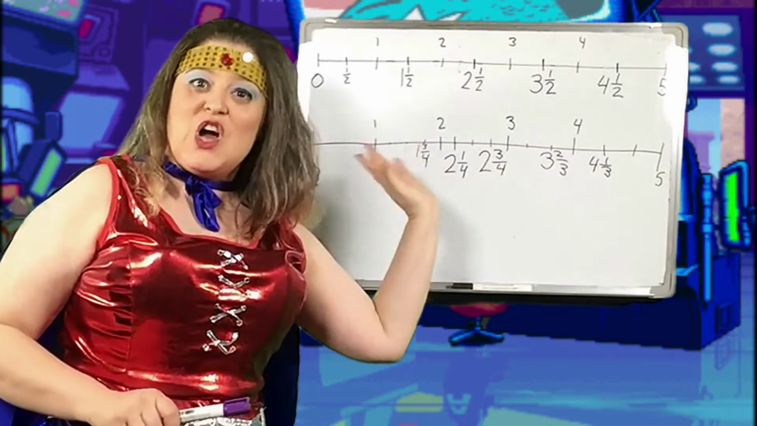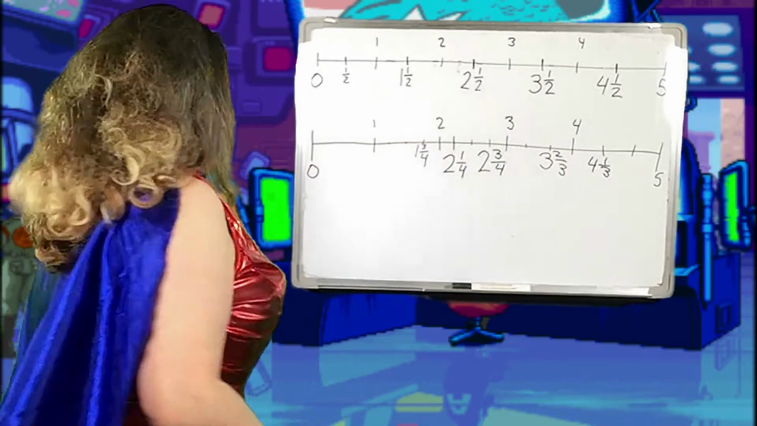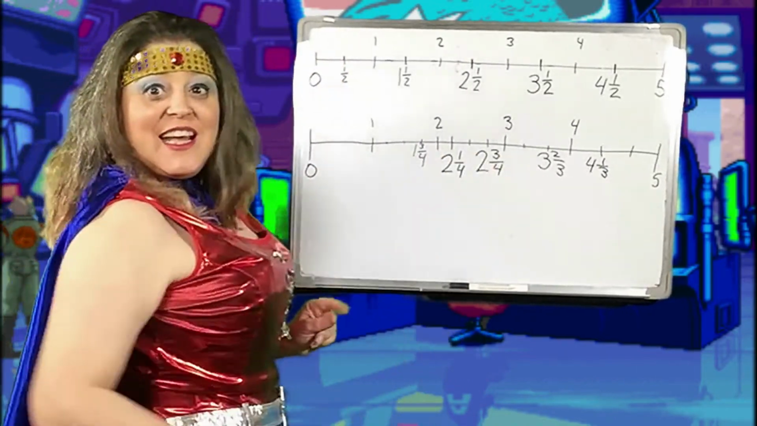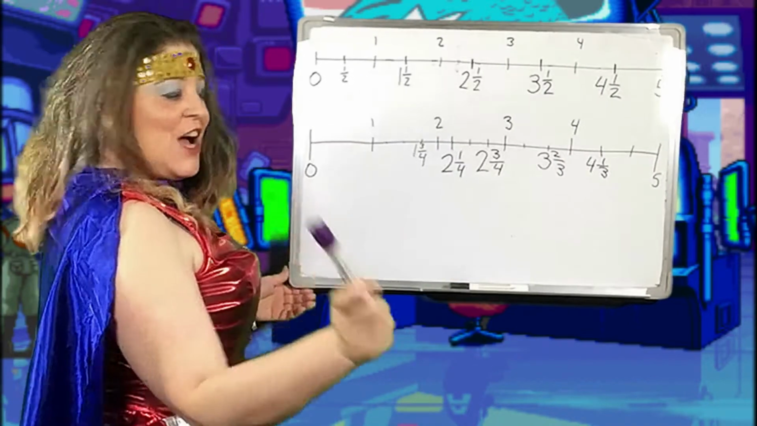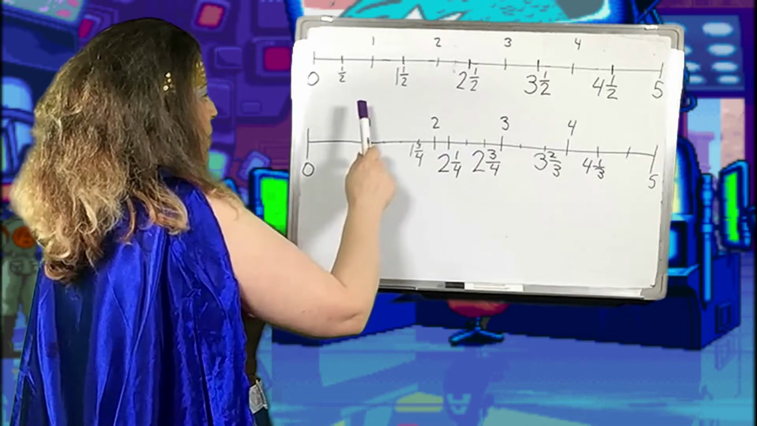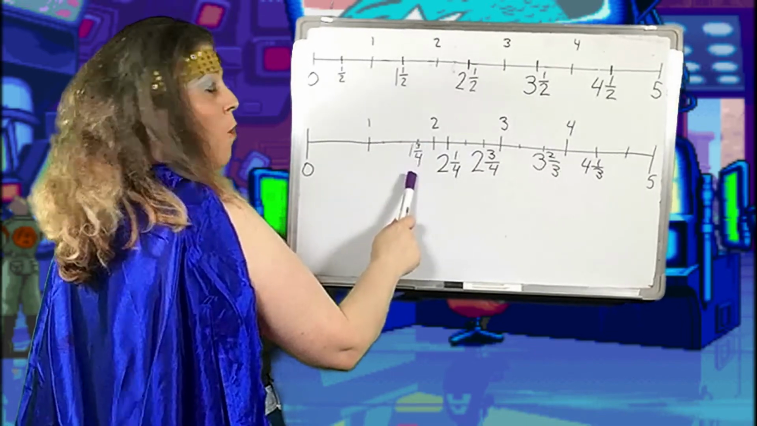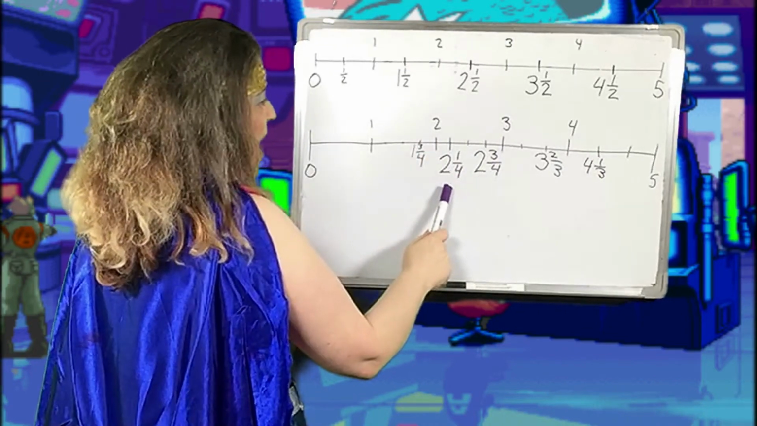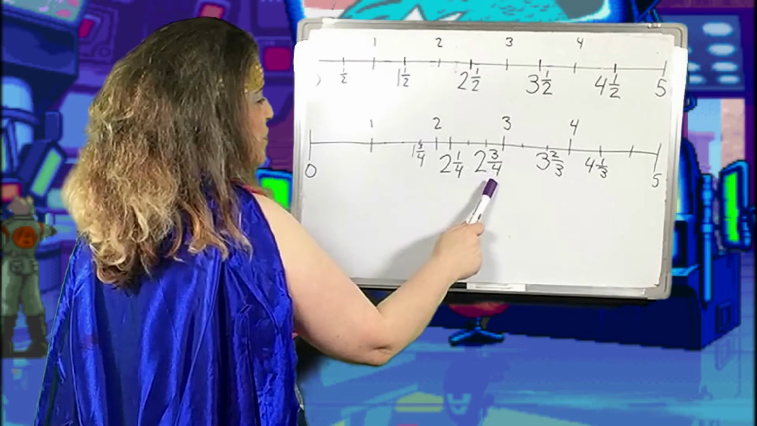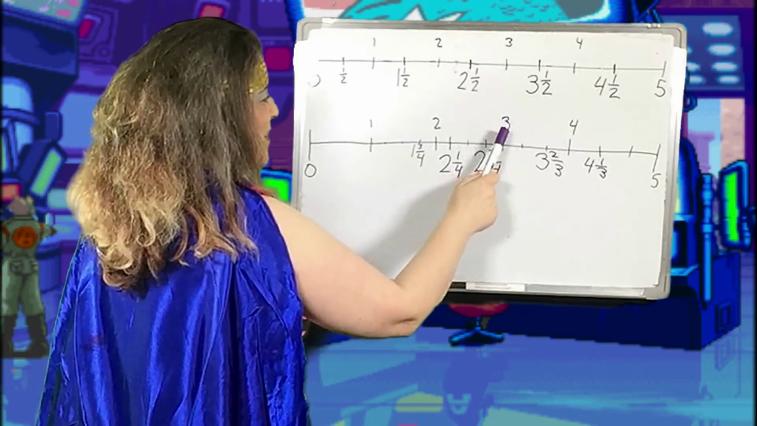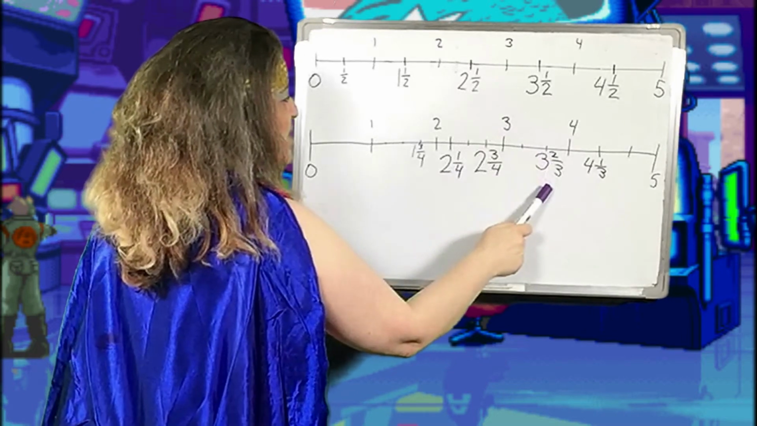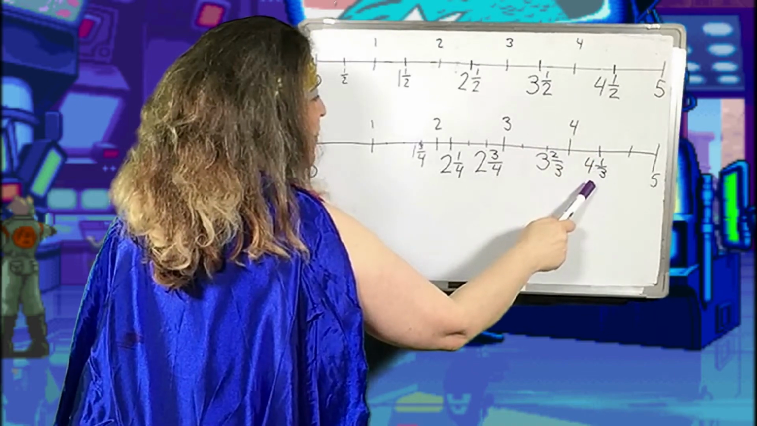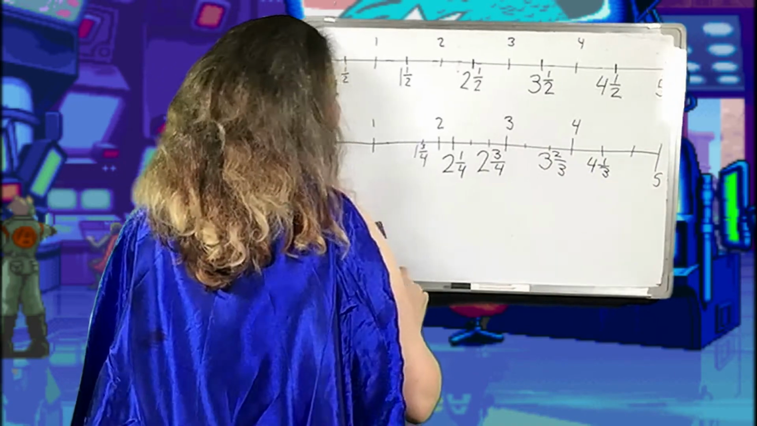Numbers that we have put on our number line. Let's count from 0 to 5, including the numbers that we have put in. So, 0, 1, 1 3/4, 2, 2 1/4, 2 3/4, 3, 3 2/3, 4, 4 1/3, 5. There we are.